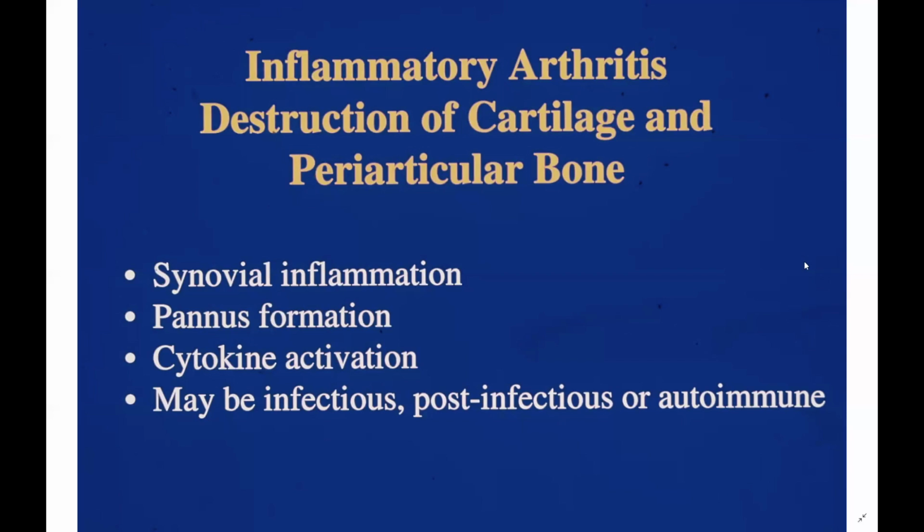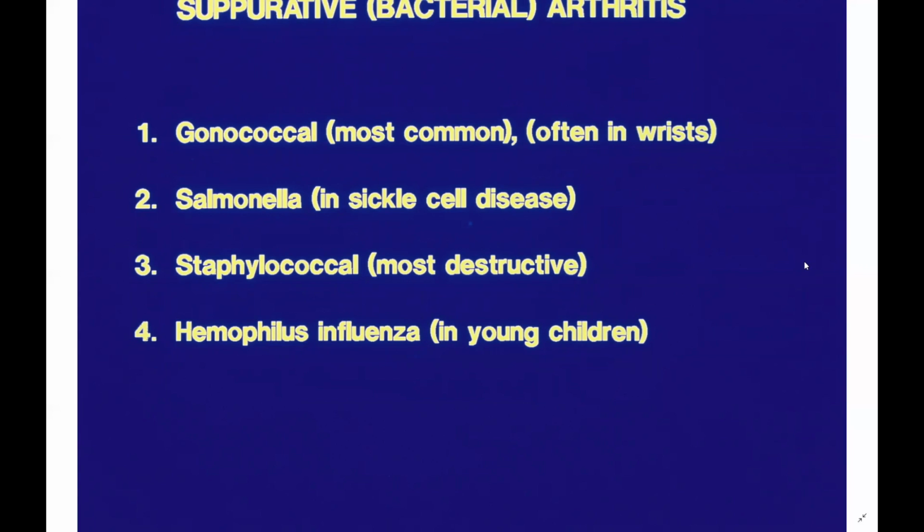Pannus may be infectious, post-infectious, or autoimmune. Suppurative bacterial arthritis is less common than it formerly was, but it still occurs. The most common in this country is gonococcal infectious arthritis. It's most often seen in the wrists or around the hands. I don't have an explanation for that, but it's very characteristic.